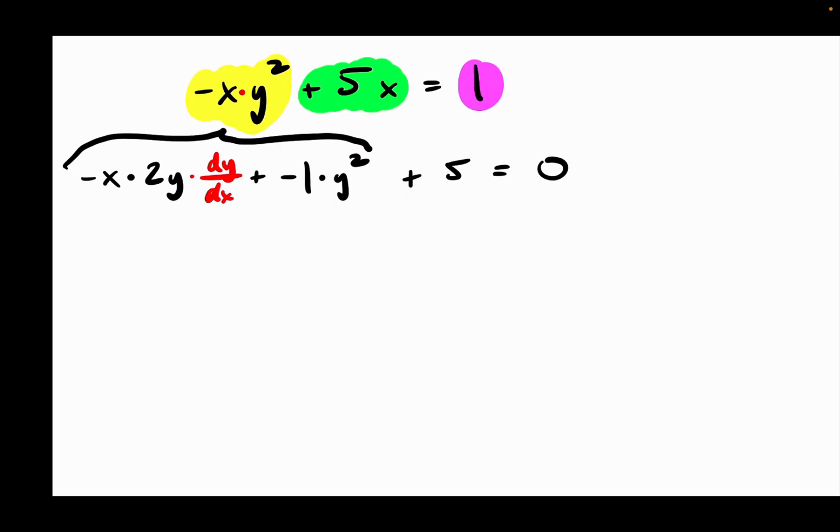Okay, so now I need to get dy dx by itself. Okay, so let me clean this up a little bit. Let me move the 2 in front. So negative 2xy, and then there's a tag here, right? This guy's got a dy dx. And instead of plus a negative, I'm just going to do negative y squared plus 5 equals 0.